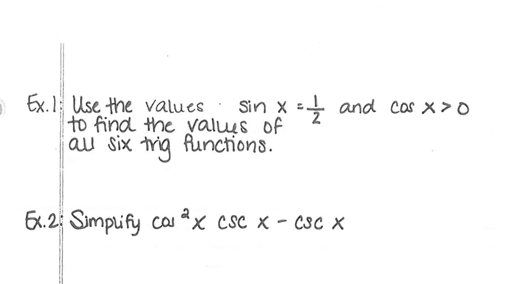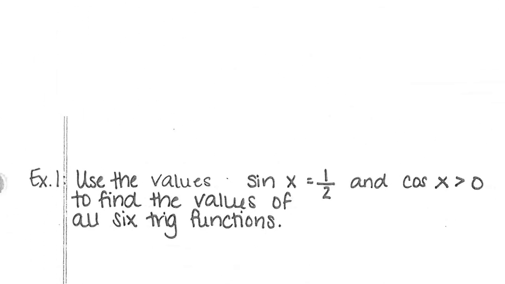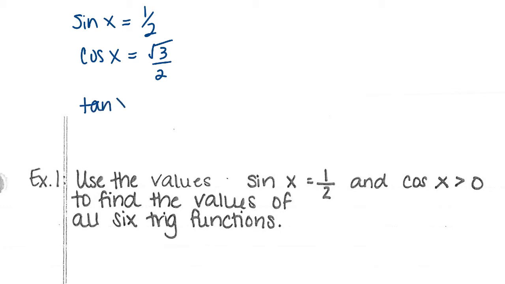Now, let's talk about the things that we need to know. Use the values of sine x equals 1/2 and cosine x is greater than 0 to find all the trig functions. Well, if we know that sine of x is equal to 1/2, what does cosine of x have to be? Good, it would have to be root 3 over 2, where the tan is 1 over root 3, which I know when I rationalize the denominator, I have root 3 over 3.